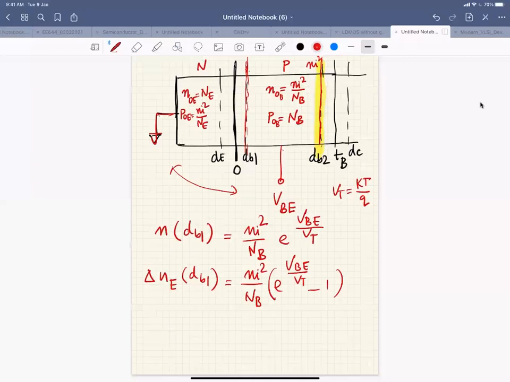The excess minority carriers are diffusing, but the moment they reach this edge of the depletion region on the collector side, they are just pulled. That means we maintain the steady state, so here I have ni square by nb all the time. So delta ne at DB2 is always 0, because these excess carriers are always pulled. We are injecting, and the moment they reach the collector, they are just evacuated.